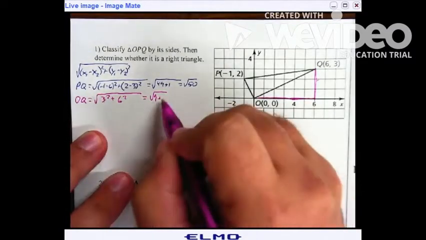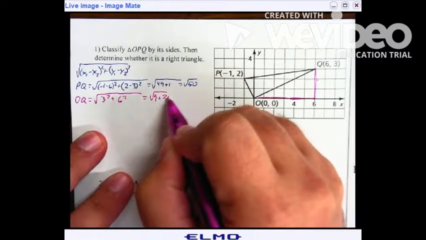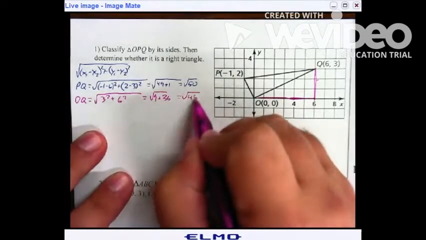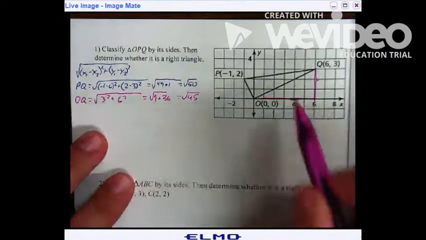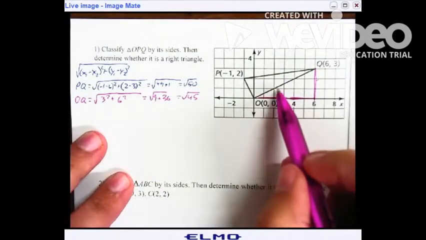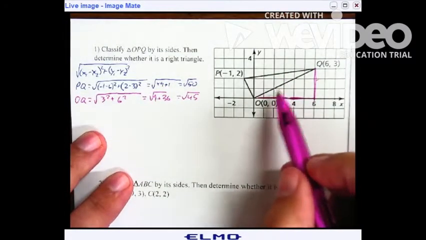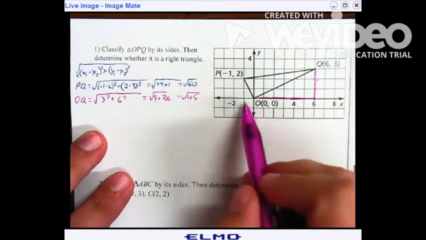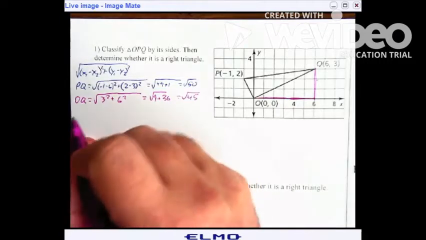And 6 squared is 36. So this ends up being the square root of 45. So are these two sides the same? No, they're not. They're close, but not quite. And we could figure out this one. It won't take long, so we might as well. Let's go ahead and do that.